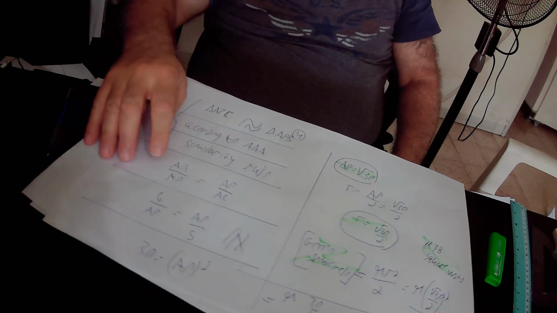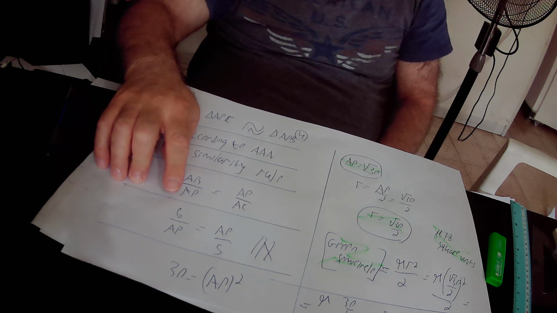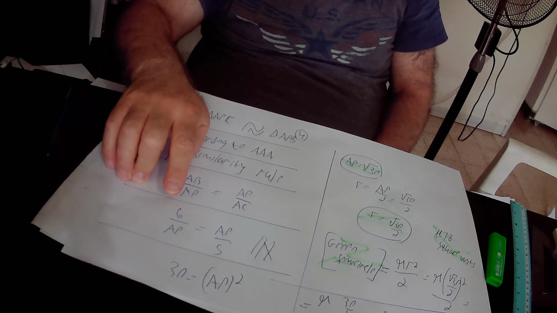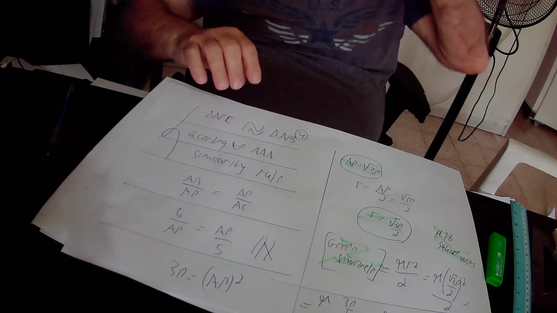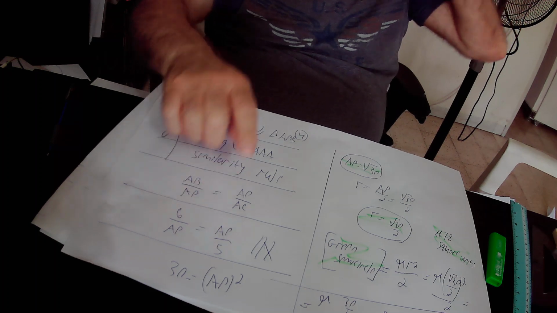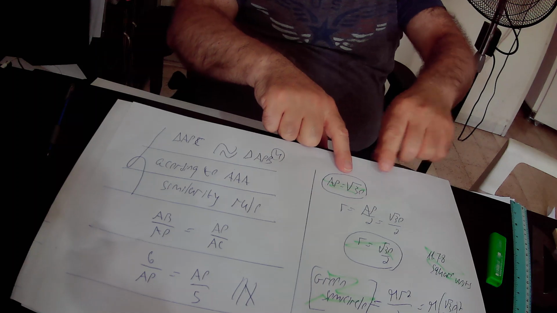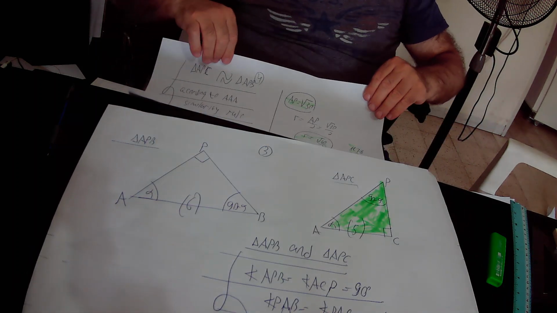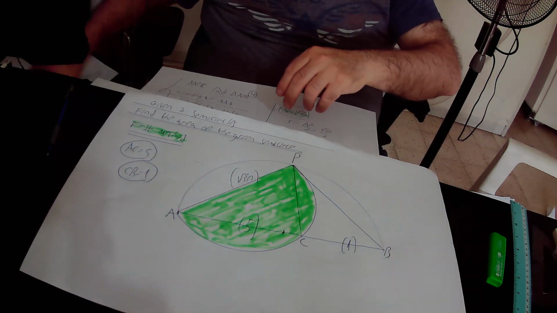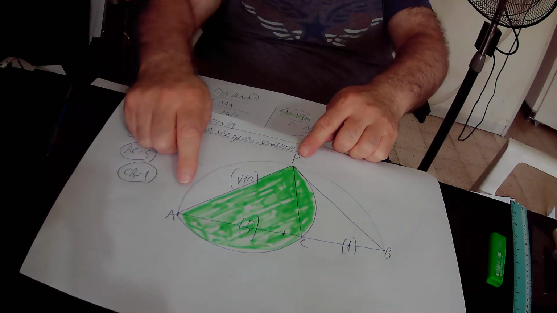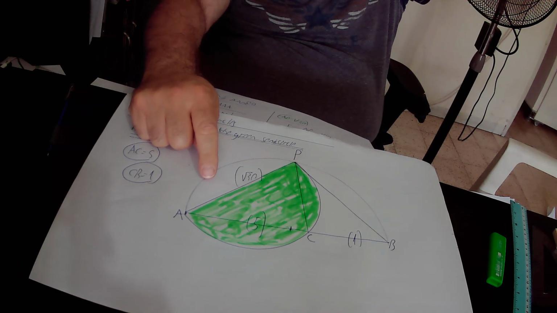Here we just cross-multiply this equation and finally find that 6 times 5 equals AP times AP, that is AP squared. 6 times 5 is 30, therefore 30 equals AP squared. We solve this equation and finally find that the missing side AP equals the square root of 30 units in length. Actually, this side AP is the diameter of this green semicircle, and it equals the square root of 30 units in length.